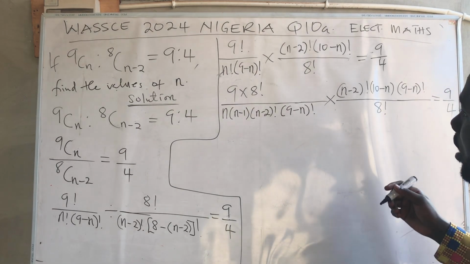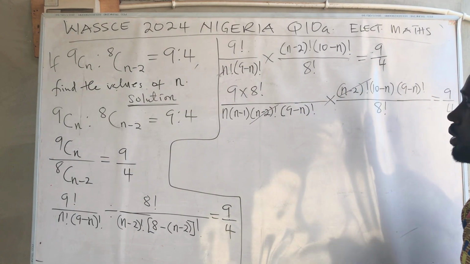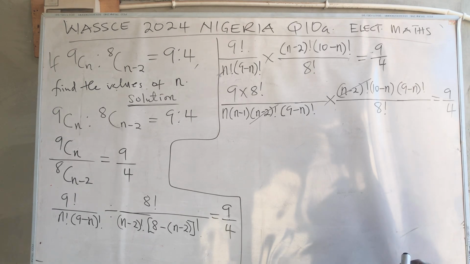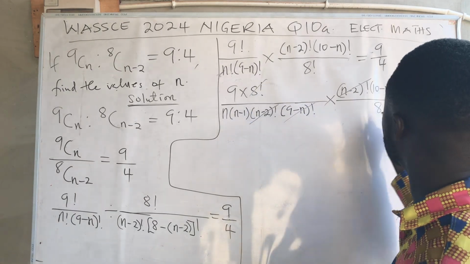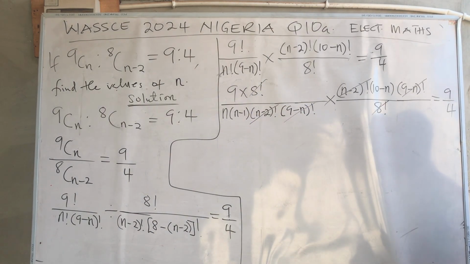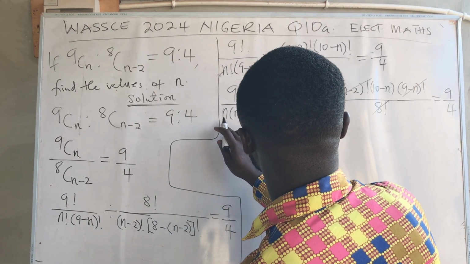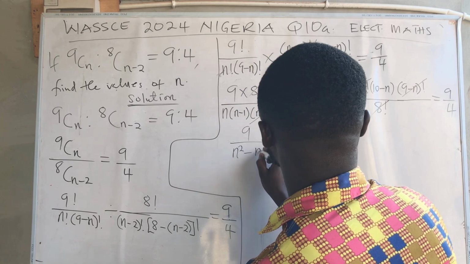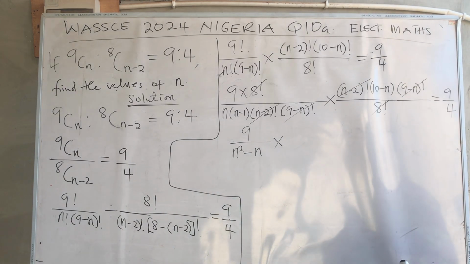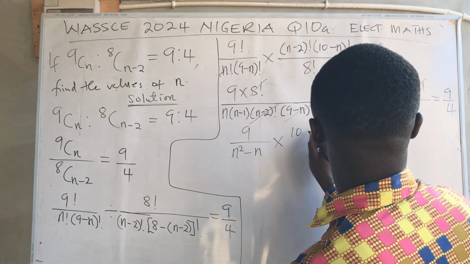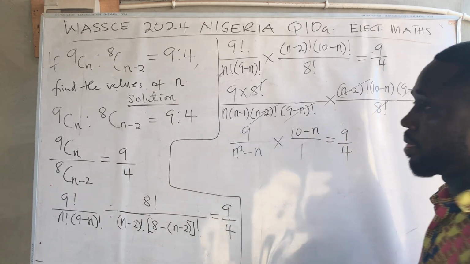Okay, so that we have 8 minus 2 factorial here, cancelling this 8 minus 2 factorial. And then you have 9 minus n factorial, cancelling 9 minus n factorial, and then 8 factorial, cancelling 8 factorial. Alright? So what do we have at the top here? 9 to be divided by n times n, that will give us n squared minus n, to be multiplied by, so what do we have left here? 10 minus n divided by 1 equal to 9 on 4.